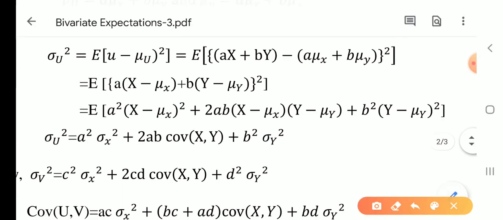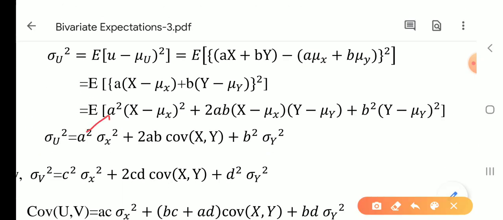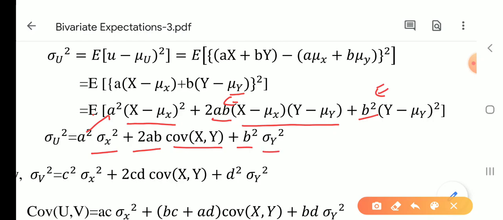Simplifying further, a square I will write as it is, and we know E of (x minus mu x) whole square is nothing but sigma x square. 2ab again we will write as it is. Here this E, when we apply it to each term, it becomes E of (x minus mu x) into (y minus mu y), which is nothing but covariance of XY. Plus b square I will write as it is. E of (y minus mu y) whole square can be written as sigma y square.